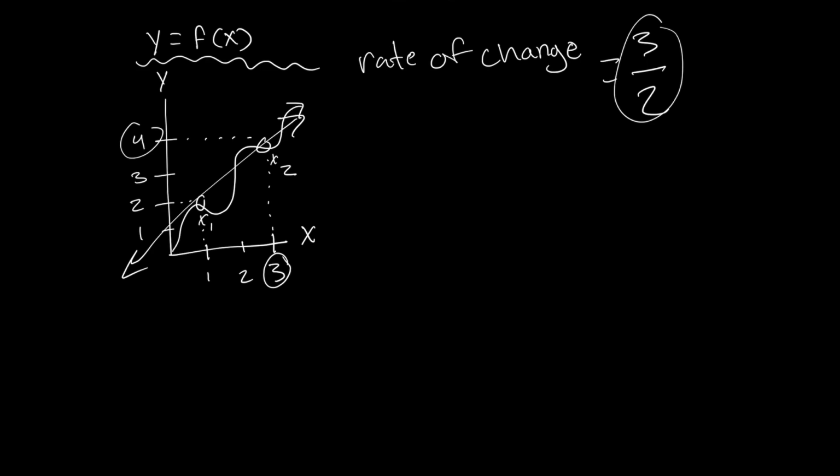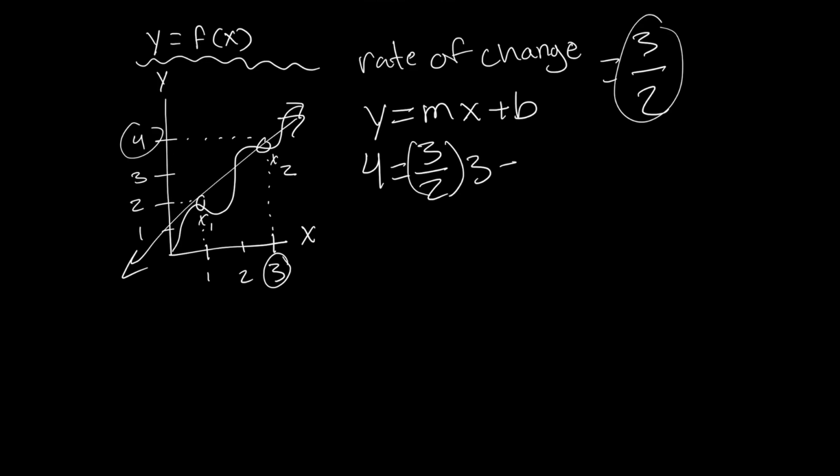To solve for the secant line, we can use the equation point slope form y equals mx plus b. Since we already know the rate of change, we can just plug in a point. Let's say (3, 4). So 4 equals 3 over 2, which is our rate of change, times 3 plus b. Then we can solve this algebraically.